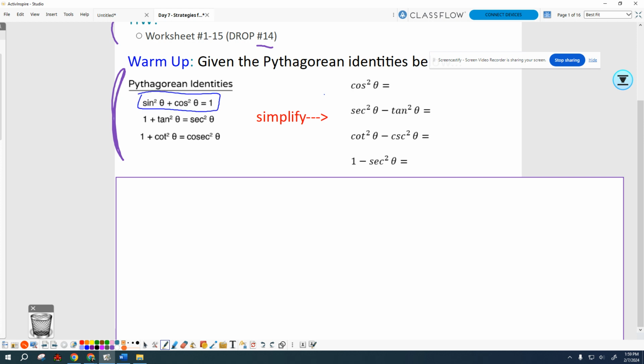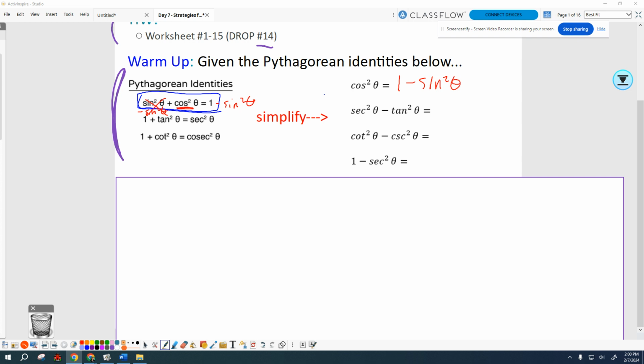Okay, let's look at this. Using this identity, what does cosine squared become? So get cosine squared by itself. What's attached to it? Sine squared. How do I move sine squared from the right side to the left side? Do I add, subtract, multiply, or divide? Subtract. So subtracting sine squared from both sides. That goes away. So cosine squared equals what? Not just 1, but 1 minus sine squared. Okay?